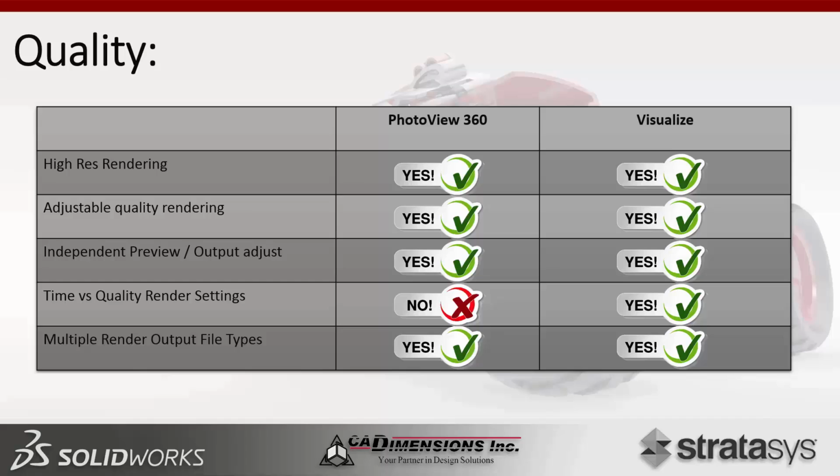Now Visualize has that capability as well. You can just have it render based on your settings, and it will give you what your specific settings are, but they also have the time-based option. Of course, both packages also include multiple render output file types. In this case, we're just comparing what comes in Visualize Standard, so we're just talking about static images, but they both include the ability to output JPEG, TIFF, PNG, whatever type of file format you want to use. There's a good chance that it's in there.